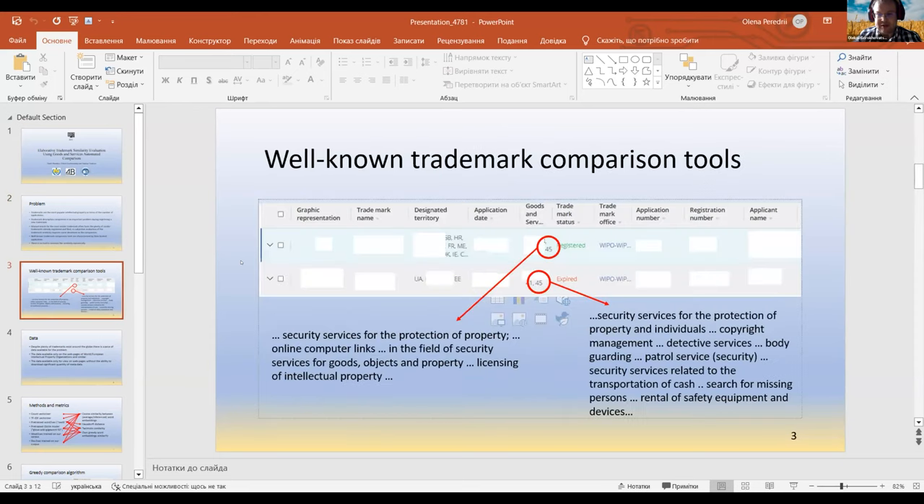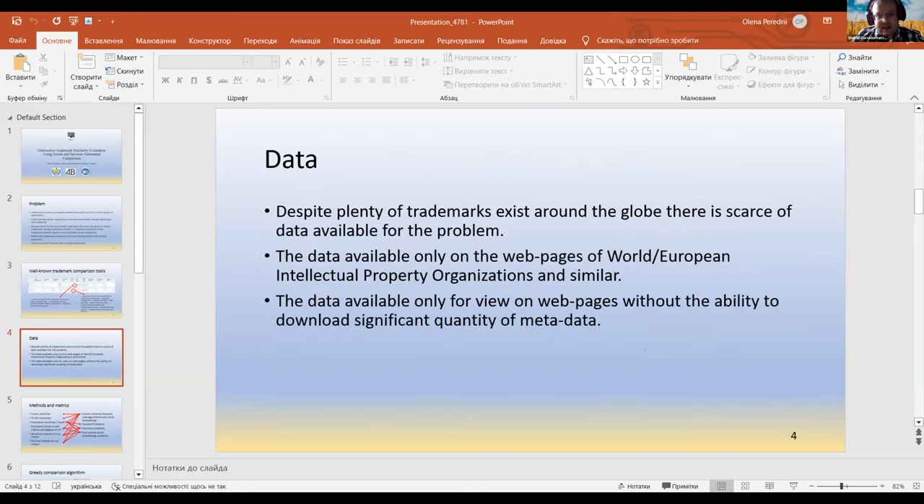So well-known trademarks, you can see two different trademarks here and they have the same class, but different goods, different ideas of these trademarks. And that's a problem how to identify that both trademarks have the same class, but rather different scope of work. So data are a problem for this task.